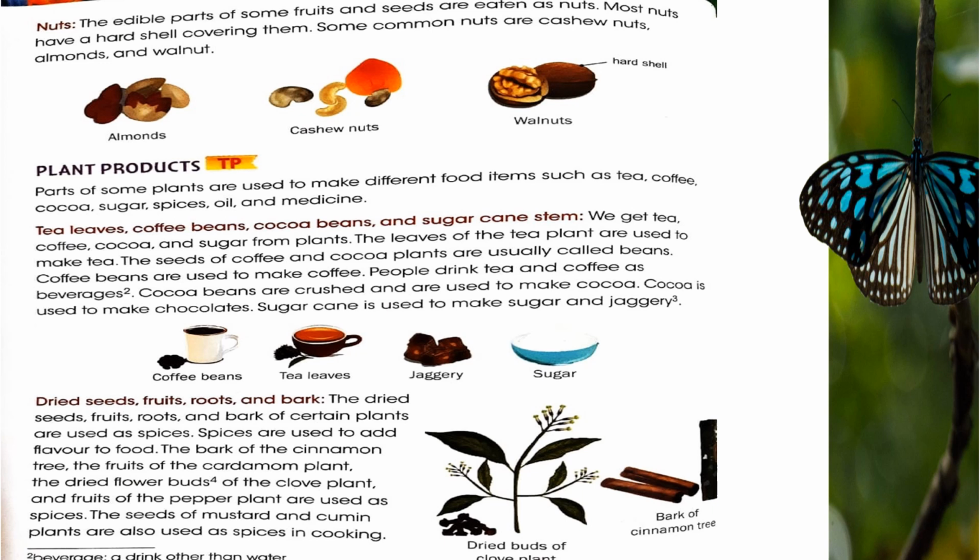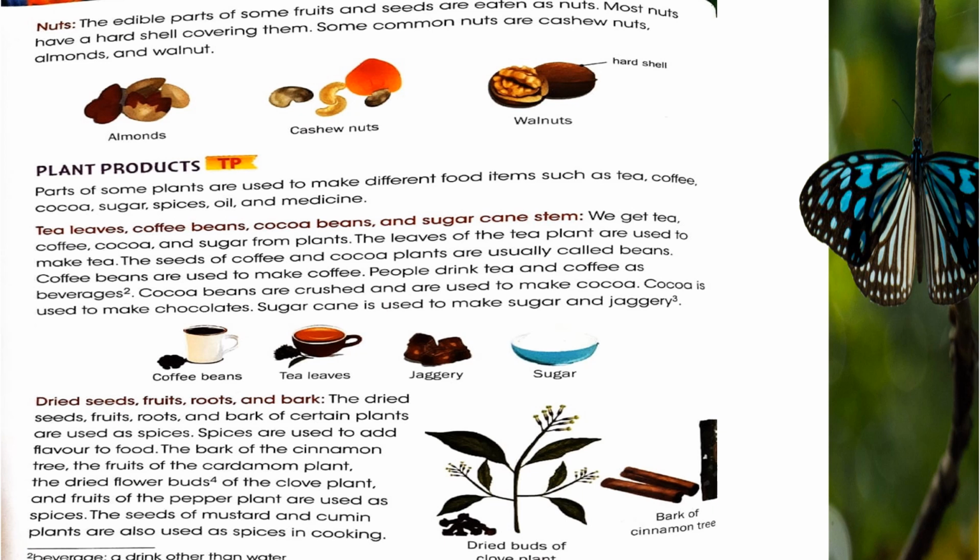The leaves of the tea plant are used to make tea. The seeds of coffee and cocoa plants are usually called beans. Coffee beans are used to make coffee. People drink tea and coffee as beverages. Cocoa beans are crushed and are used to make cocoa. Cocoa is used to make chocolates. Sugarcane is used to make sugar and jaggery.